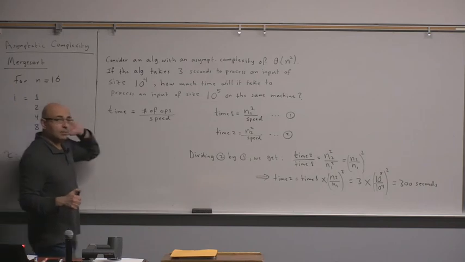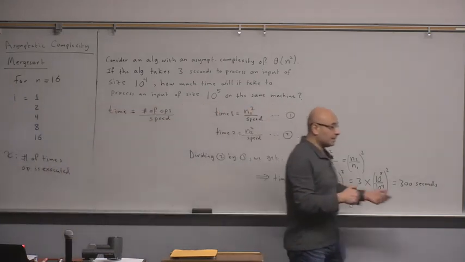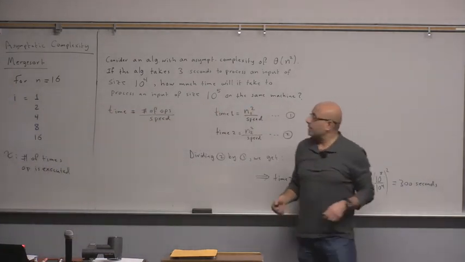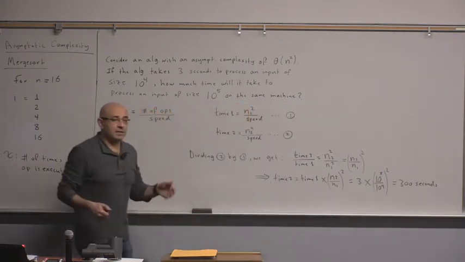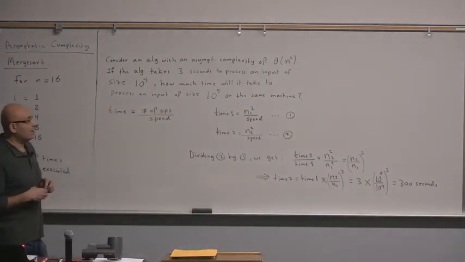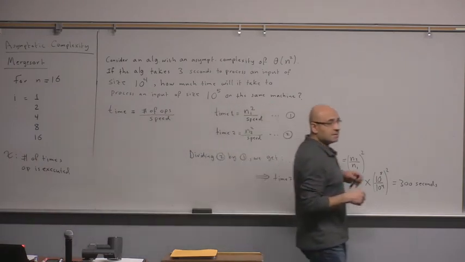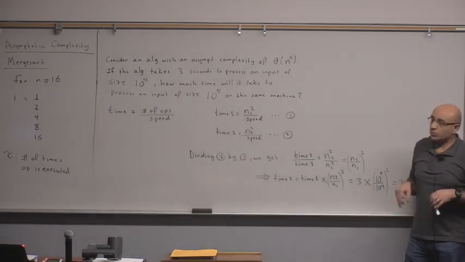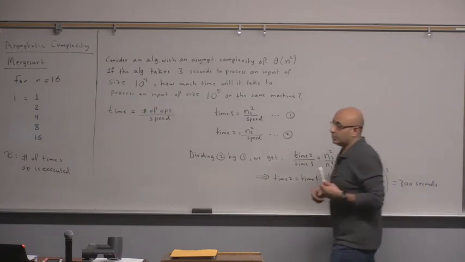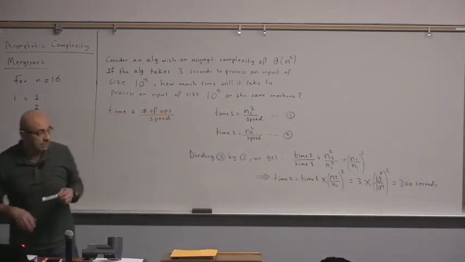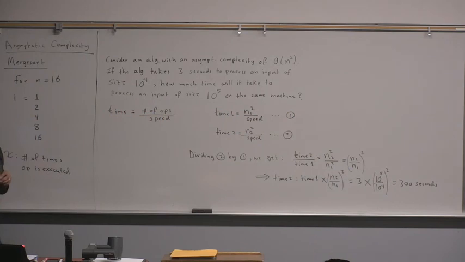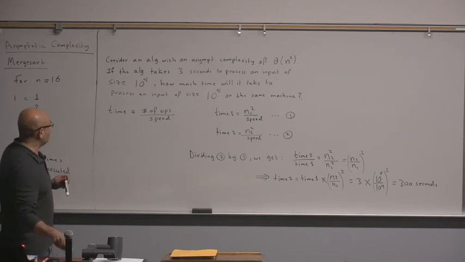Like I said, we could have figured this out quickly. We are multiplying the input by 10. It's a quadratic function, so the running time will get multiplied by the square of 10, which is 100. But it's good to use this formula in general, and in the exams, it's a good idea to show your work, to show the steps, so that I know that you are not guessing.